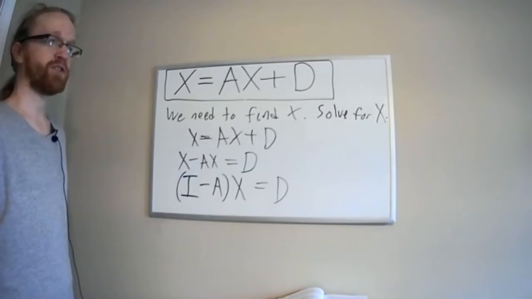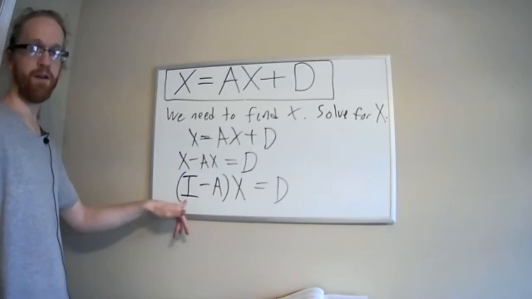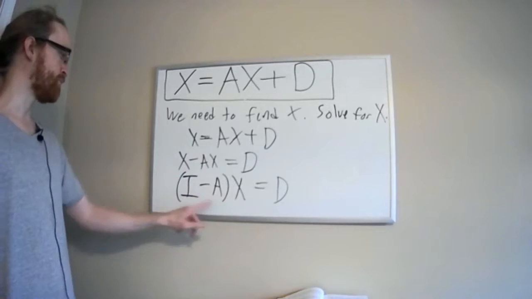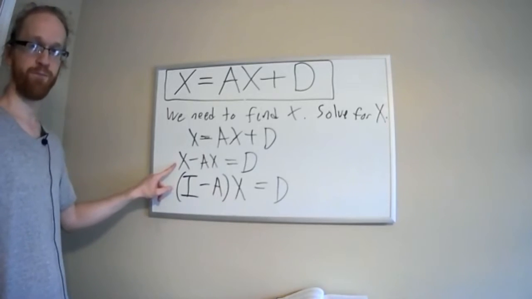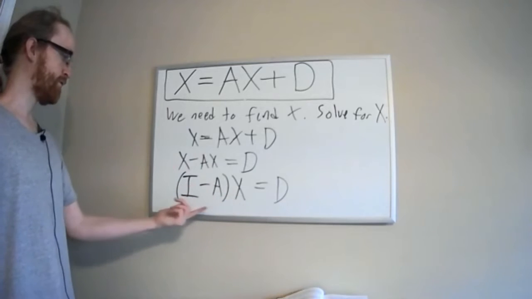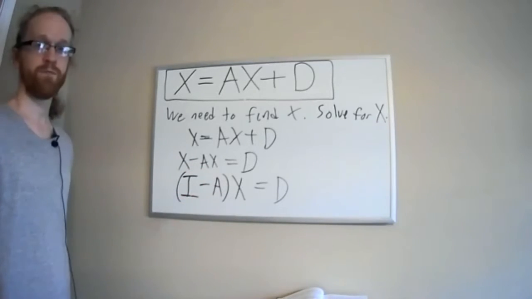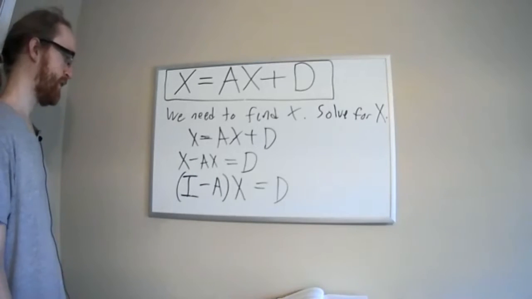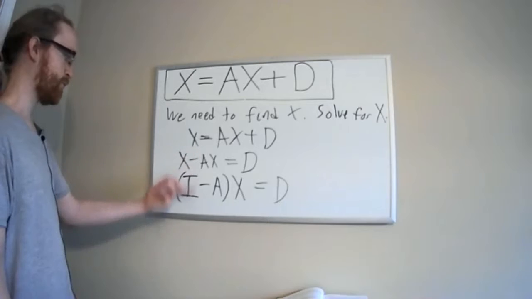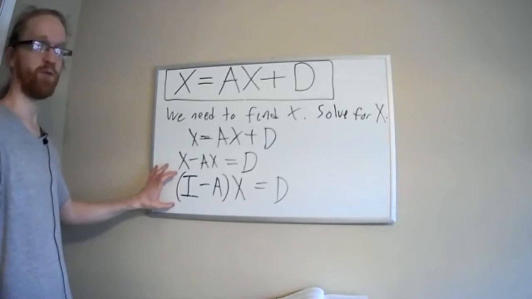Remember, the identity matrix is basically like the number 1 in the sense that multiplying by the identity doesn't change anything. So if I distribute this out and do I times x, I'm just going to get x. I'm going to get back where I started. So I minus A times x is the same thing as x minus Ax. I just distribute this out. So we're allowed to factor in matrices, and this is one example. Now I have this equation.